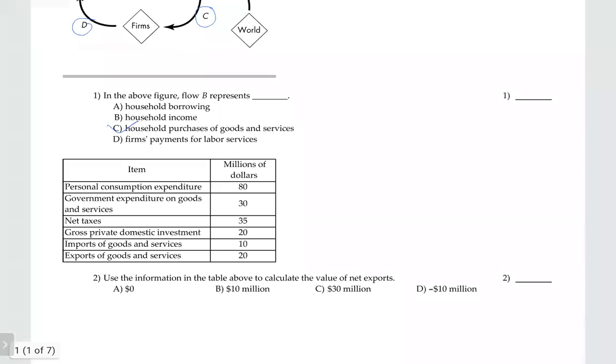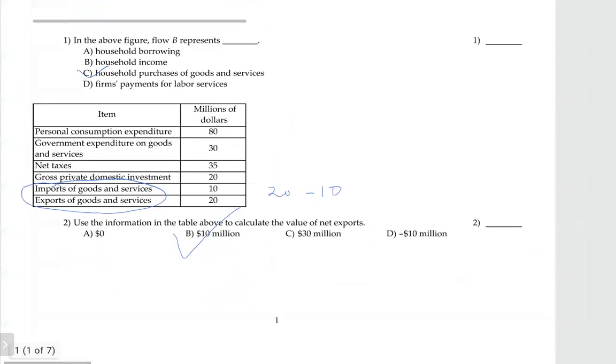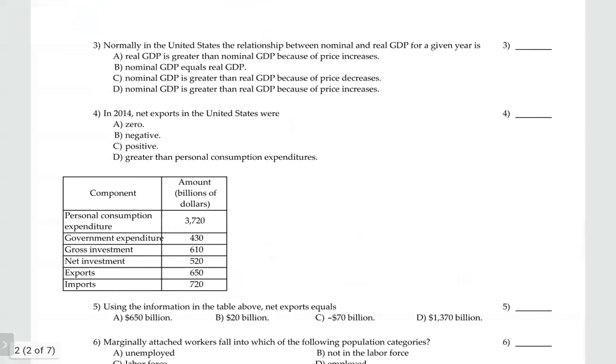Okay, this one. Question number 2. Use the information in the table above to calculate the value of net export. Okay, so net exports, and then we look at these two. 20 minus 10, 20 minus 10 should be B.